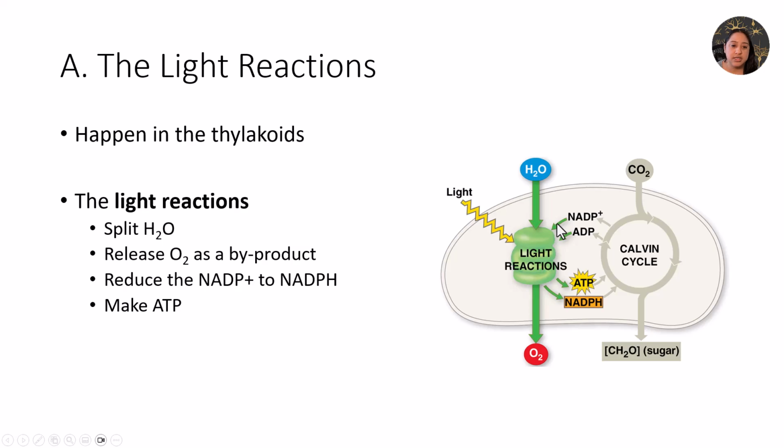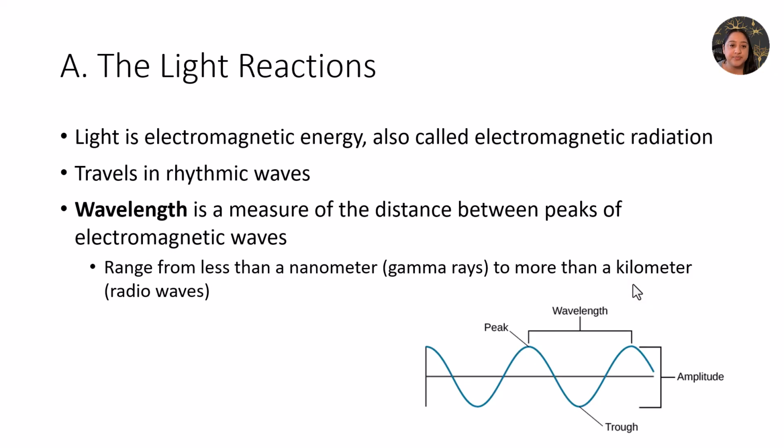And so, again, a big picture summary is that the light reactions split water, release oxygen as a byproduct. They reduce NADP plus to NADPH and make ATP. So that's kind of the big picture. But first, before we go into the details of how that happens, let's talk about light. Light is a big factor in this.